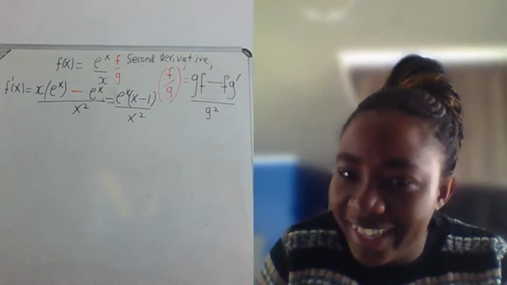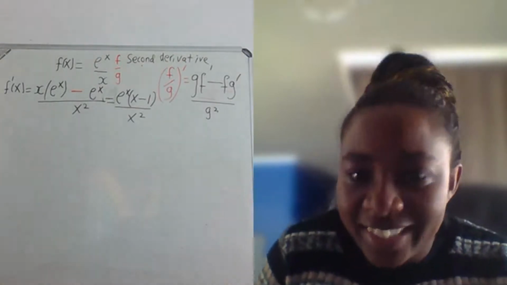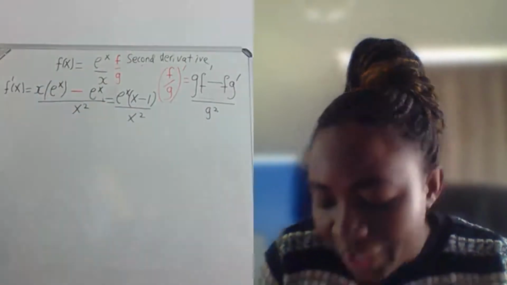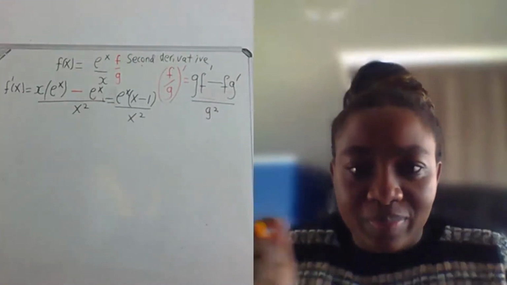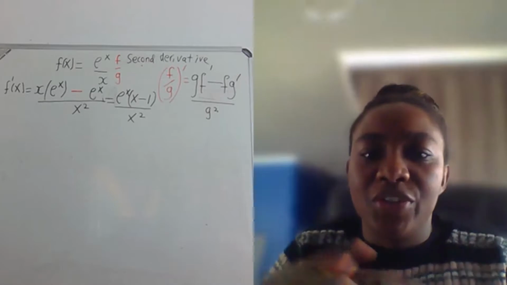I'm not ready for the second derivative. It's very easy, I'm telling you. Are you sure? Okay, let's do it. I promise you. Because now we have a product coefficient.